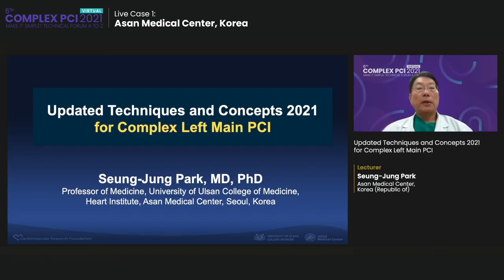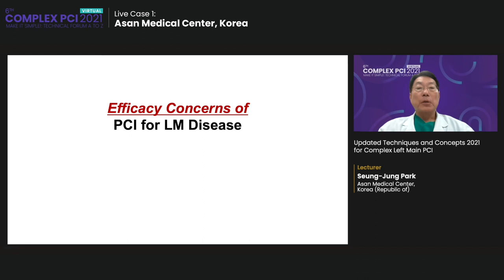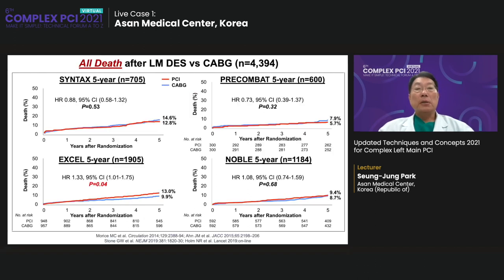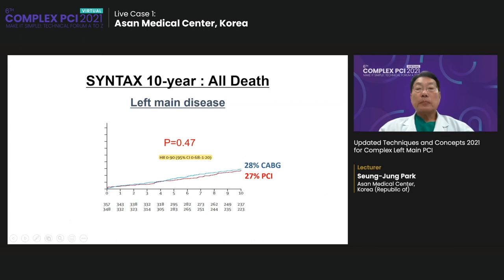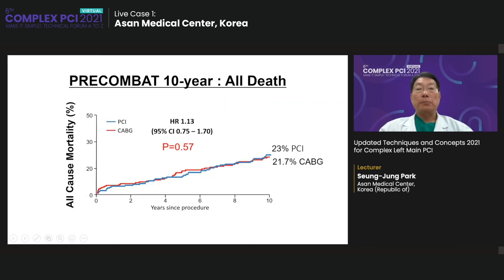Today, my talk is updated technique and concept 2021 for complex left main PCI. If you look at the efficacy concern of PCI for left main disease, recent randomized studies, SYNTAX and PRECOMBAT, with over 5 years data, clearly demonstrate no difference between PCI versus surgery. However, excluding 5-year all-cause death, it would be higher with PCI. Updated meta-analysis of randomized studies clearly showed no difference between PCI versus bypass surgery in all-cause death. SYNTAX 10-year long-term follow-up, all-cause death was 28% for bypass surgery, 27% for PCI. PRECOMBAT 10-year all-cause death, 23% PCI, 22% bypass surgery, absolutely no difference between the two.